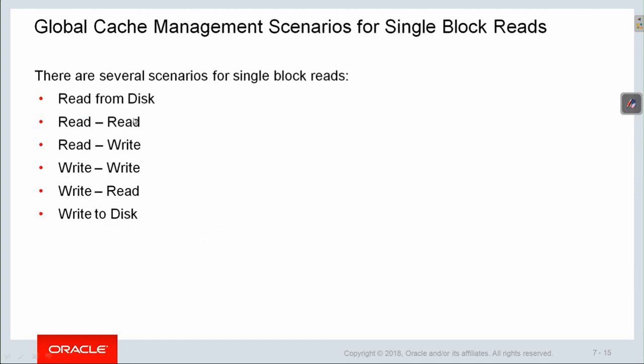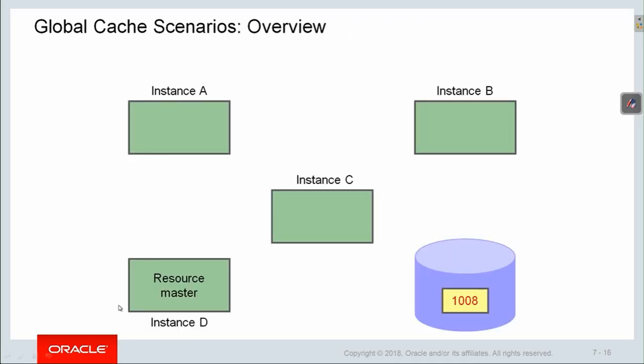In the next few slides, we're going to get into several different scenarios: read from disk, read and read, read and write, write and write, write and read, and write to disk. These are different scenarios. This is an example of a four-node cluster, and we're going to work on this database block that contains the value 1008. Suppose the current master instance is instance D, meaning that instance D can modify the metadata on this resource.